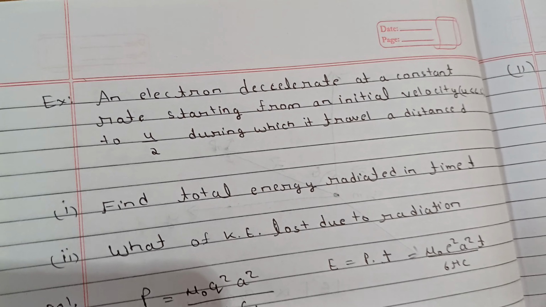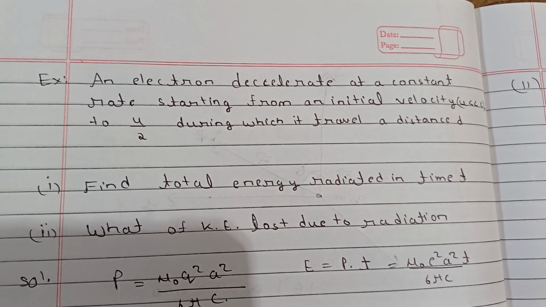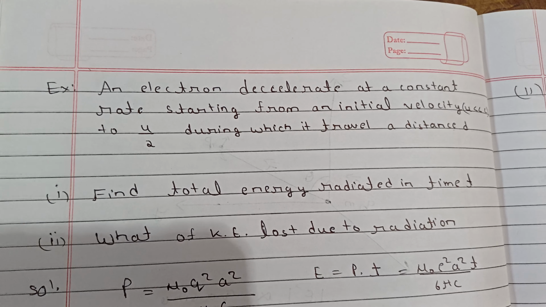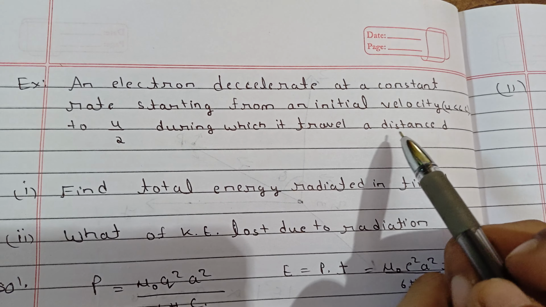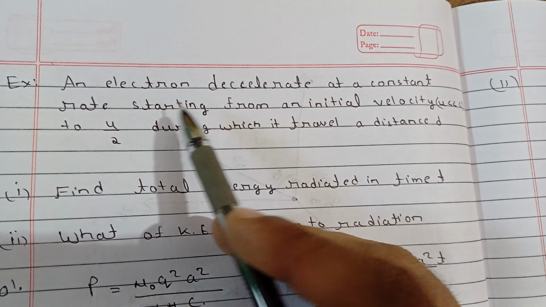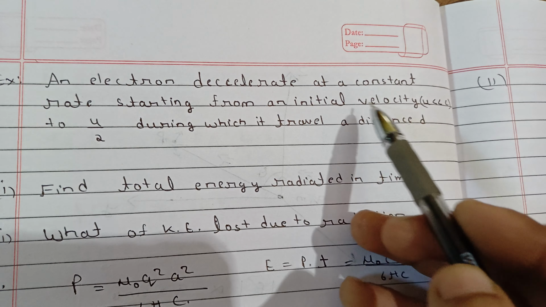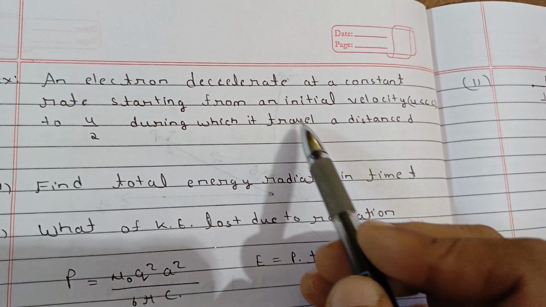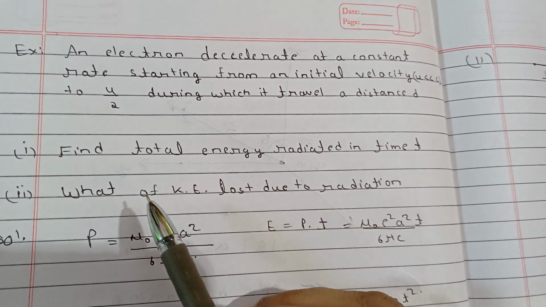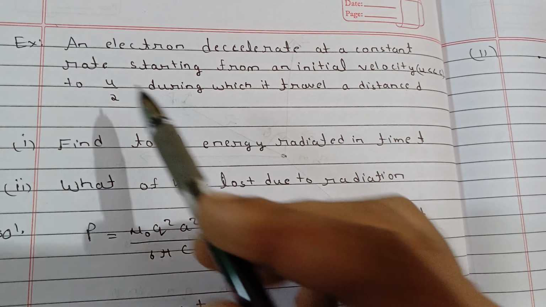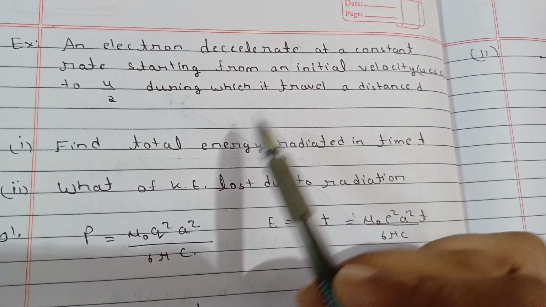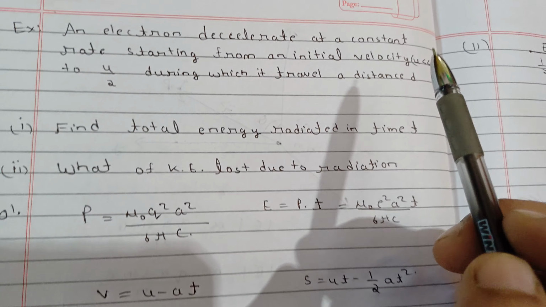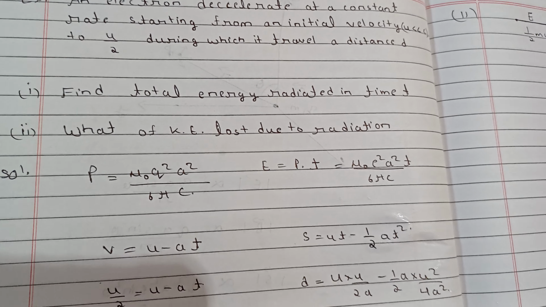Now let's consider one question based on this. An electron decelerates at a constant rate starting from an initial velocity u to u by 2, during which it travels a distance d. So an electron is decelerating and its speed is changing from u to u by 2, and in that time it traveled the distance d. So we need to find the total energy radiated in time t. So in this time where the speed is reduced, how much energy is emitted or radiated? So we need to find the P.